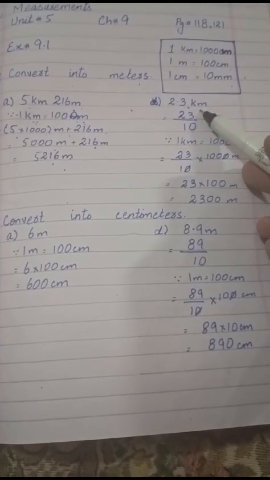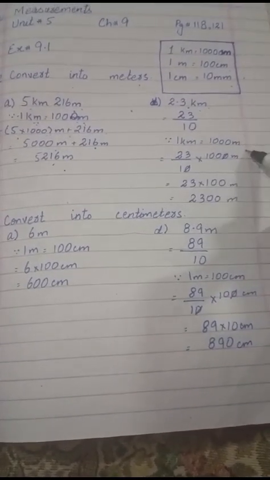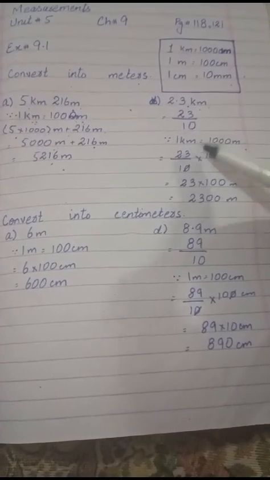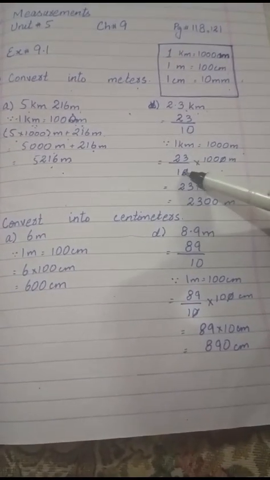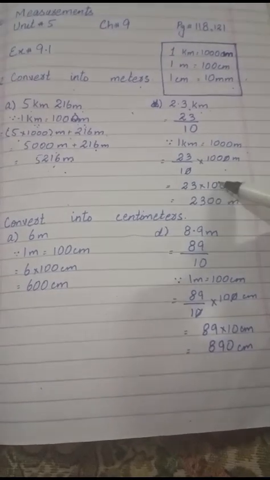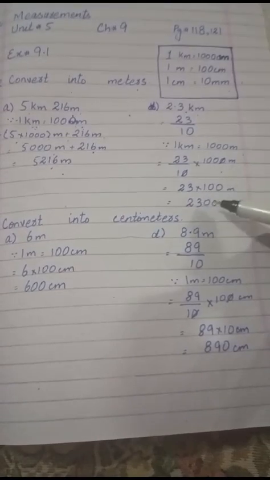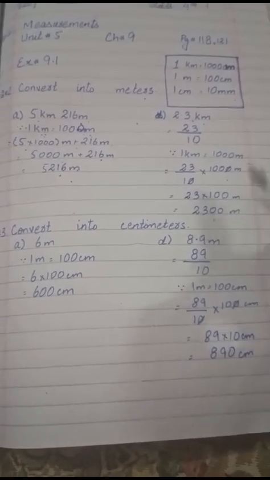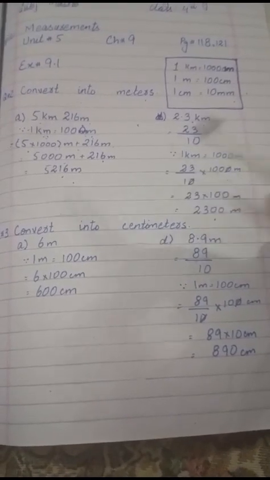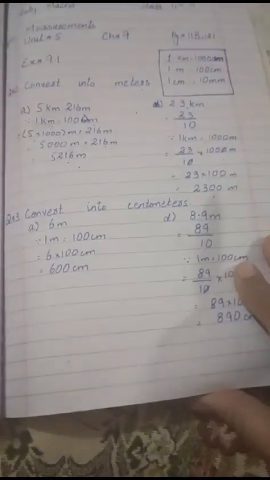Then we need to convert kilometer into meter. We know that in 1 kilometer there are 1,000 meters, so we simply multiply 23 by 10 with 1,000. The 0 of the 10 and one 0 of the 1,000 get cancelled, and then we multiply 23 with 100. After multiplying, the final outcome we get is 2,300 meters. That's how you solve all the questions from question number 2, convert into meters.